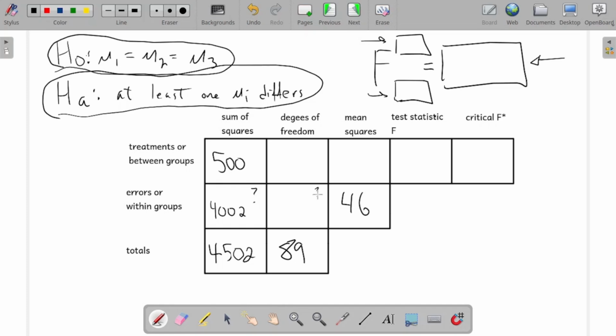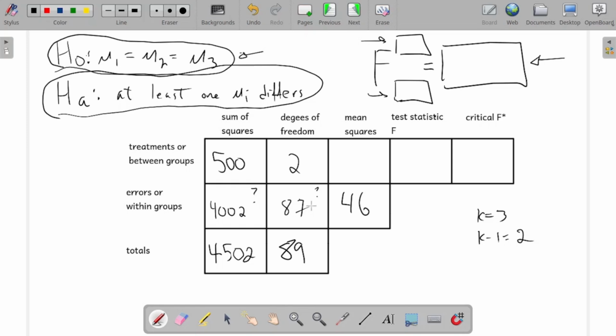Now, what about this? Well, we can get that a couple of different ways. Let's get it the easiest way first. We notice that there are 3 samples. That means k equals 3, and degrees of freedom are k minus 1, which is equal to 2. So that goes here. And 2 plus something is equal to 89. Okay, we can do 87.